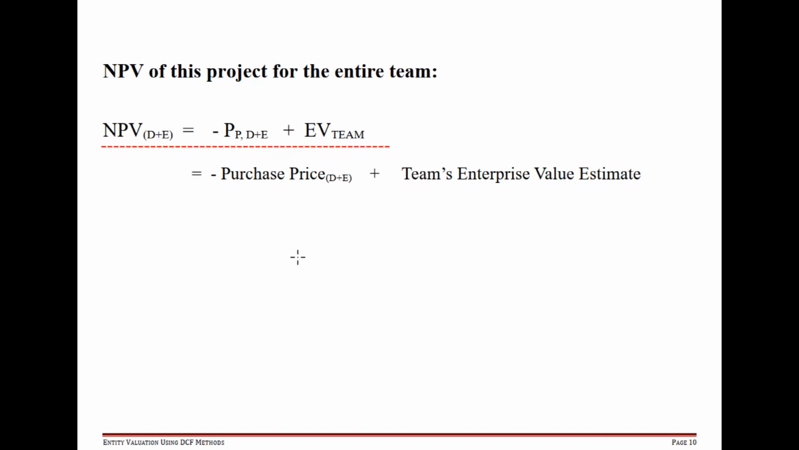So I hope this has helped clear up some confusion that I've seen in office hours and also the discussion forums on the Chapter 15 material.